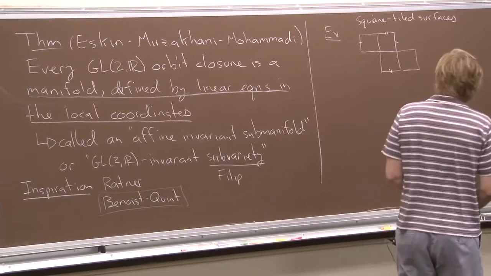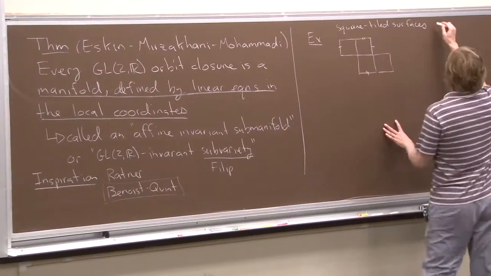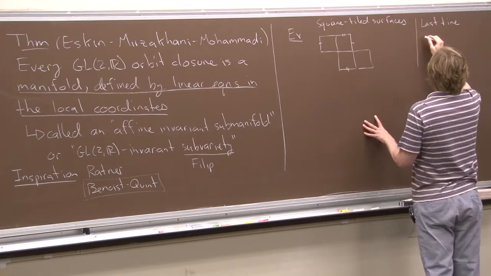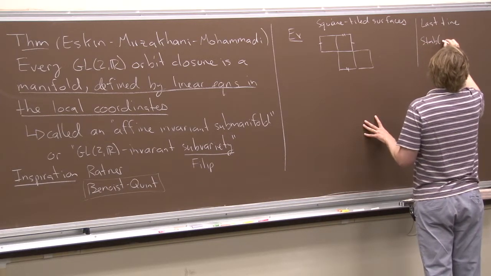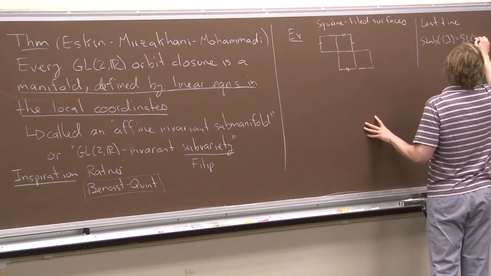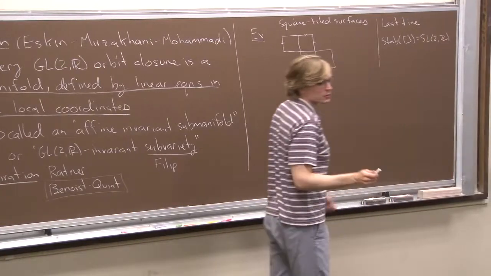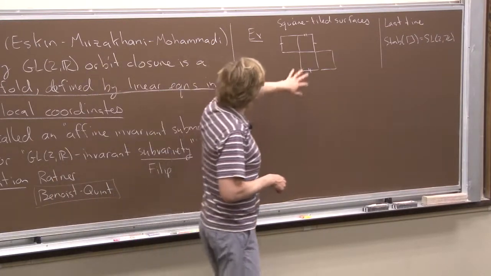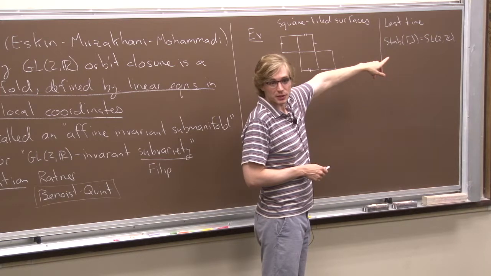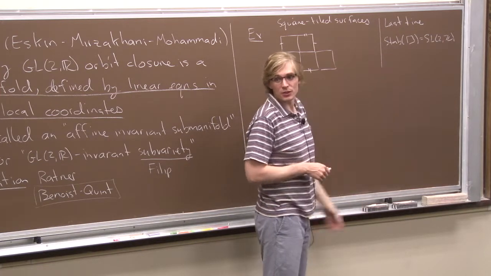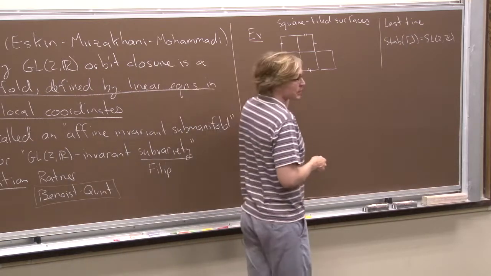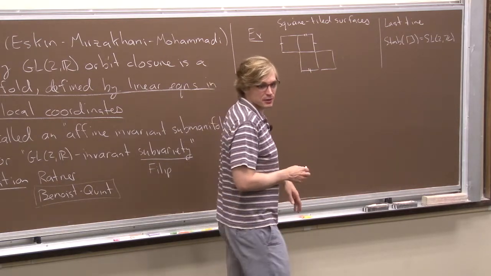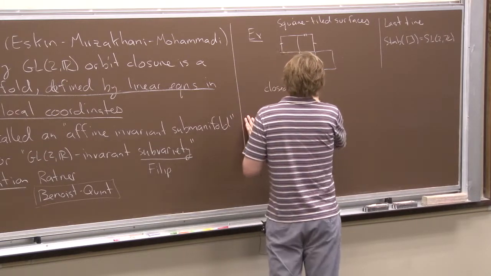So last time, I stated the result that the stabilizer of the square torus is SL2Z. Okay, so any matrix in SL2Z stabilizes the torus. You can very easily extend that to show that for any square-tiled surface, there's a finite index subgroup of SL2Z that stabilizes the surface. And you can use that to show this has a closed GL2R orbit. And if that isn't crystal clear right now, don't worry about it. We'll come back to that in about 10 minutes. But this has a closed GL2R orbit.